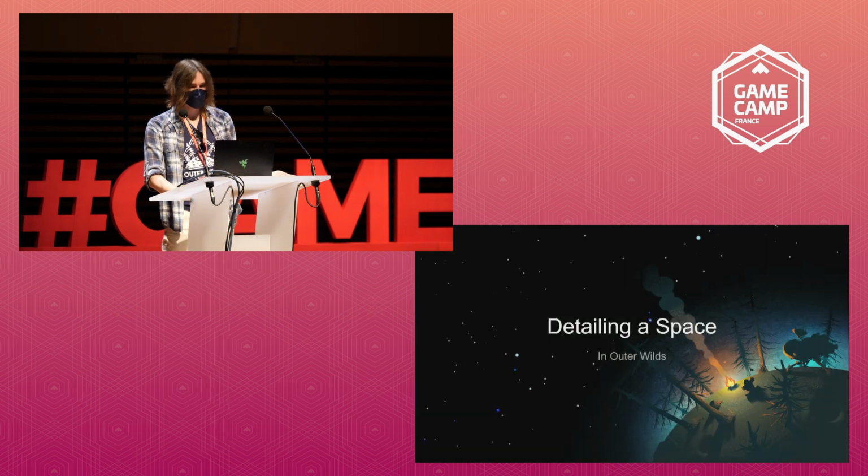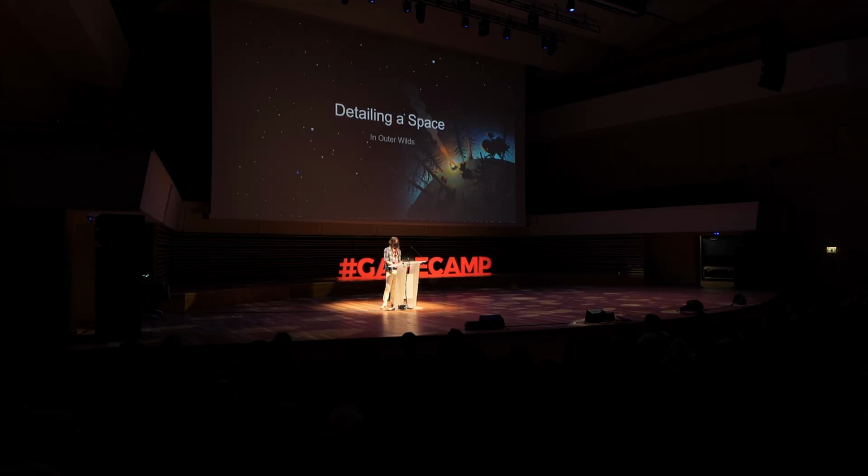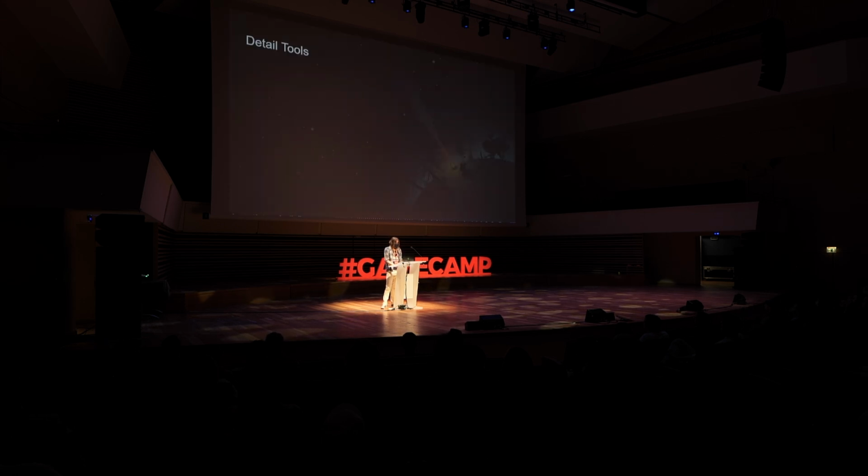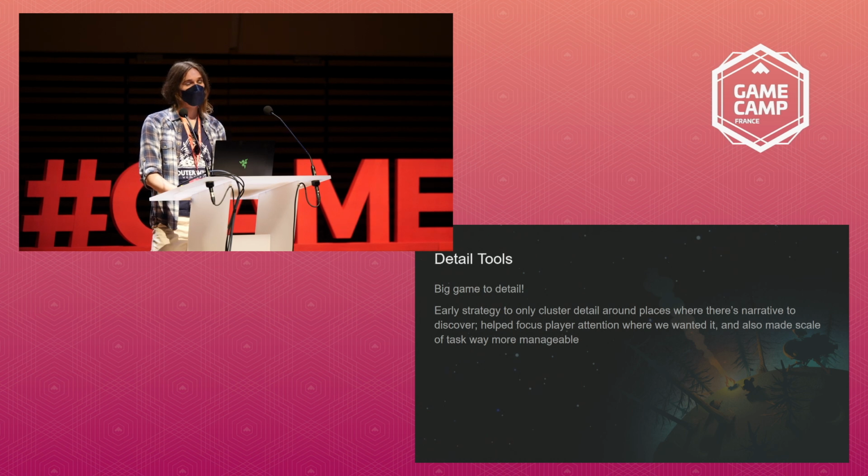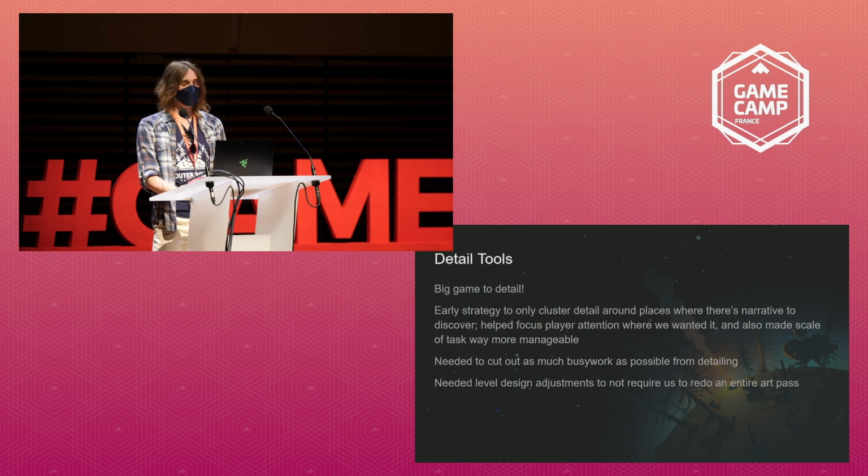So that's terrain creation out of the way. But that's obviously only part of the process. So let's take a look at some of the tools we use to detail those spaces. This is a big game to detail. Like I said, it's a whole miniaturized solar system. We had a strategy we developed early on to cluster detail around places only where there's narrative to discover. This helped focus player attention where we wanted it, and it also made the scale of detailing the solar system way more manageable. But we still needed to cut out as much busy work as possible from detailing, and we needed level design adjustments to not require us to redo an entire art pass.